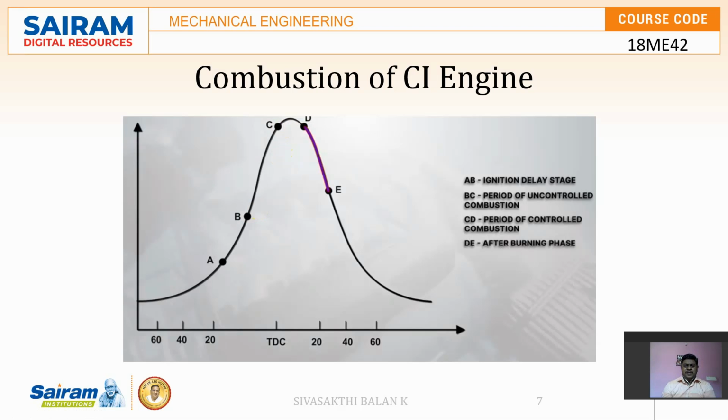And finally the region D and E is called the after burning phase, where once the complete burning is over, the pressure decreases drastically. These are the four stages that take place in the combustion of the CI engine.